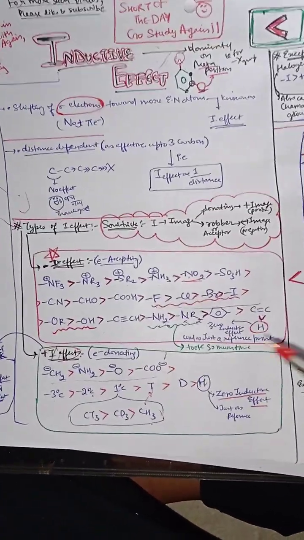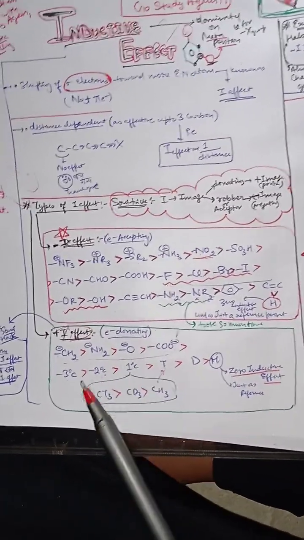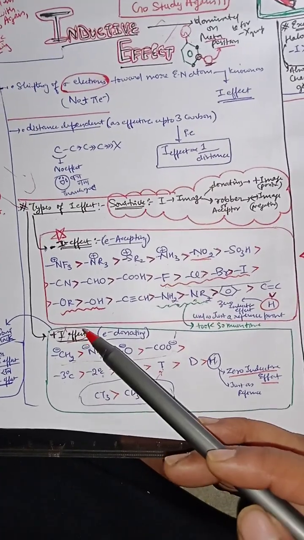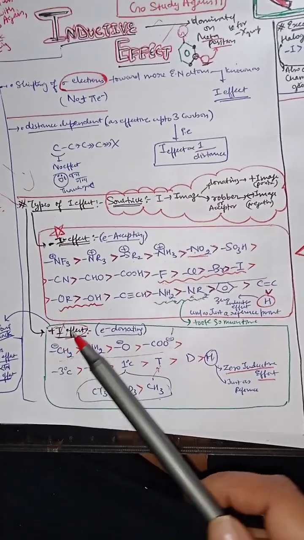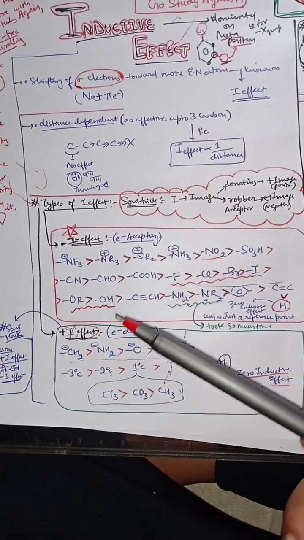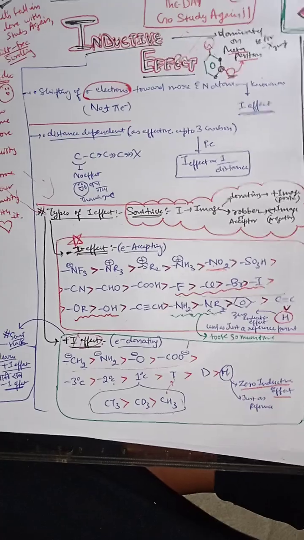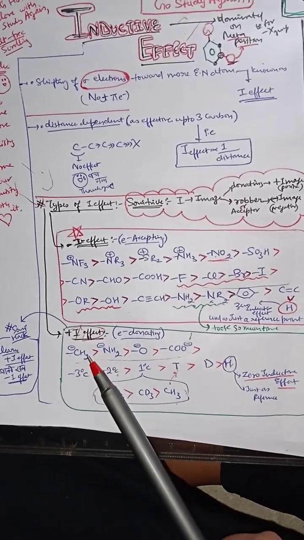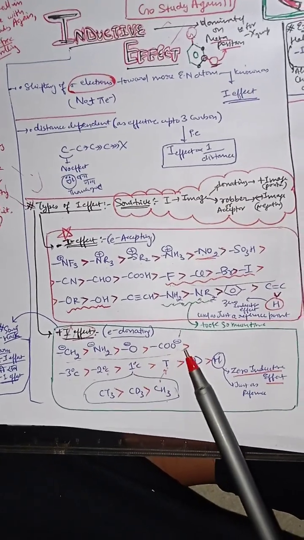Now here it is. So let's see, plus I effect, electron donating groups, so minus. One more thing you can notice here, that the effect nature and the group have opposite nature showing. So you can also keep this fact in mind, so it will help you to guess which effect it will show, positive or negative. So positive I effect: Cs2 negative more than Ns2 negative more than O negative more than COO negative.